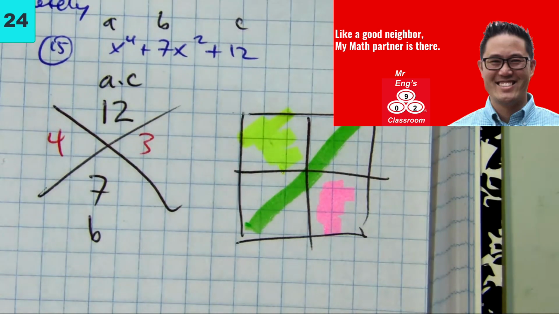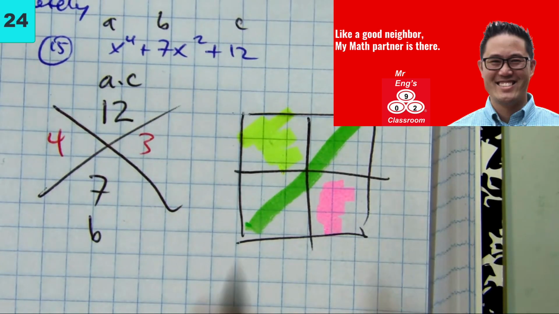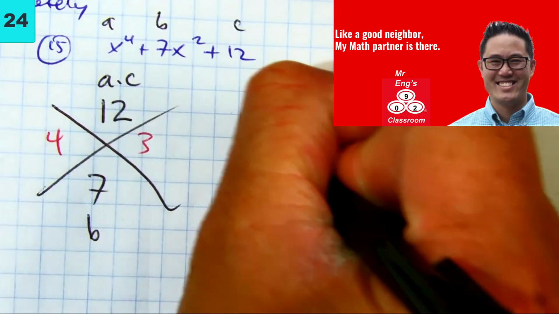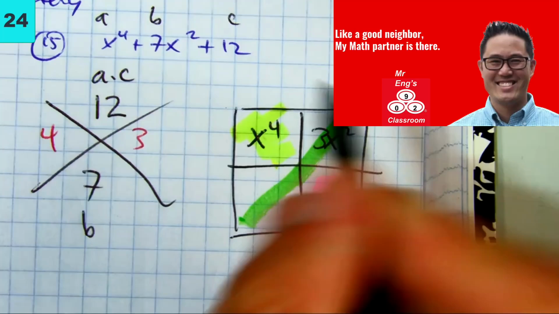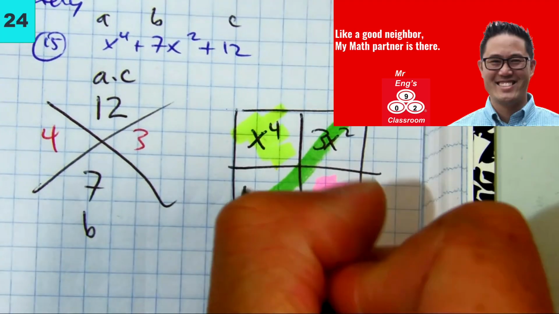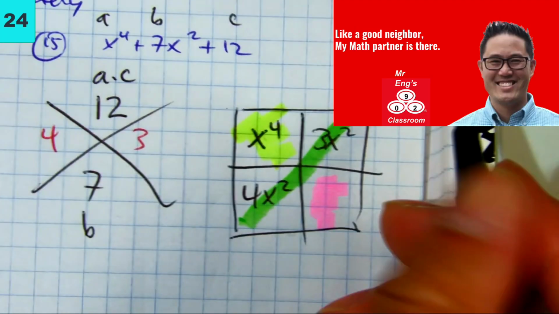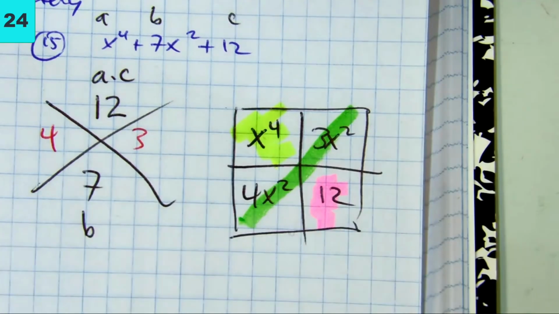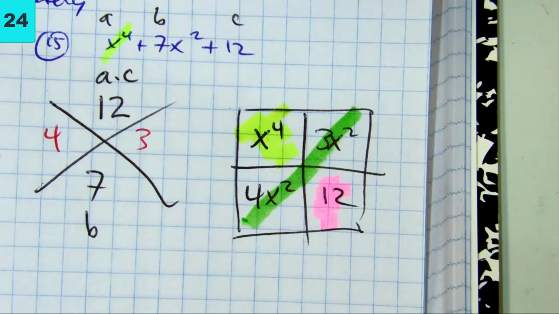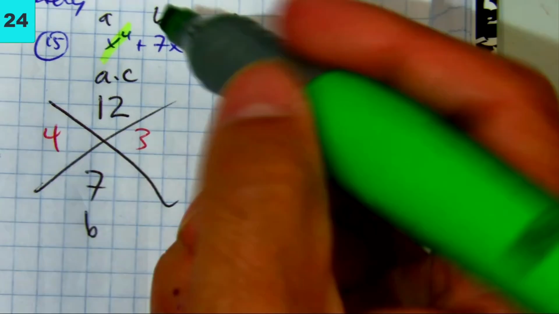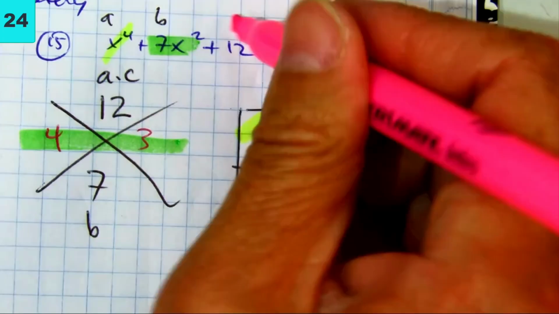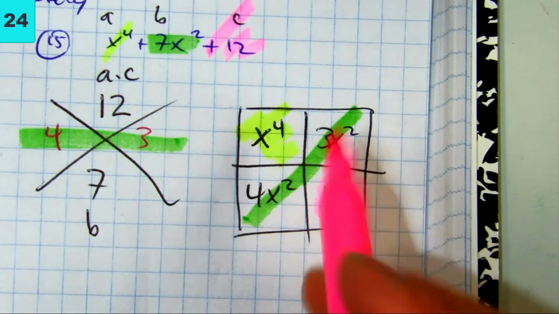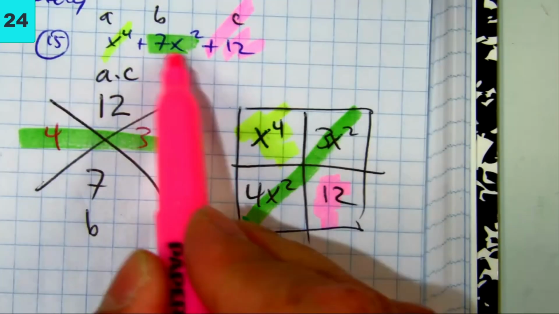Fabio, fill out the box. Correct. Top right is 3x squared. Correct. Bottom left is 4x squared. Correct. And the bottom right is 12. Here's your yellow. These are your greens. And this is your pink. Remember, in the green you have to add x squared based on that problem.